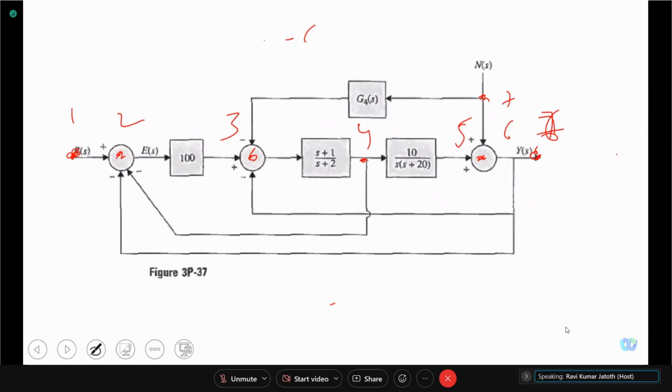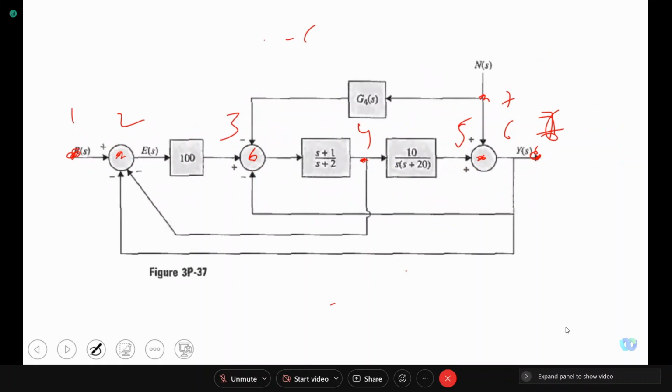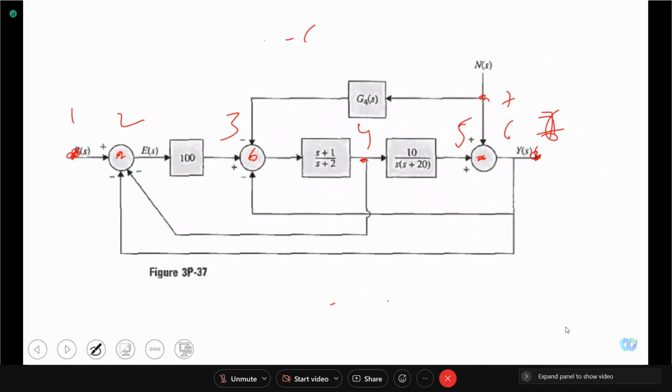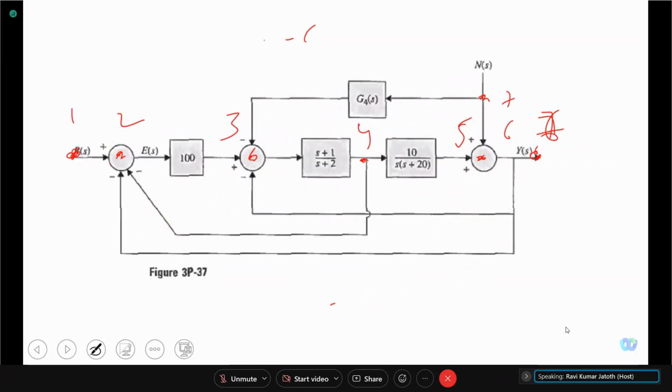These are nodes. Now, this is 6. So from 6 to 3, there is a path. The gain is 1, and 6 to 2. Here it is minus; you can consider this minus 1, this minus 1 and minus 1. So 6 to 3, there is one, and 6 to 2, one more is there.